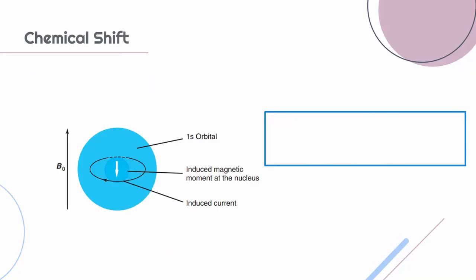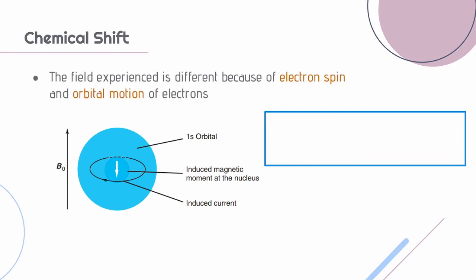The idea behind chemical shift is that the electrons that surround the nucleus are in constant motion, spinning and orbital motion. So they create their own magnetic field. Now, following Lenz's law, this field opposes the applied magnetic field. And so the field experienced by the nucleus is now reduced. So the electrons are said to shield the nucleus. So the actual field experienced by the nucleus is given by this equation. B local equals B naught times (1 minus sigma), where sigma is the shielding constant.